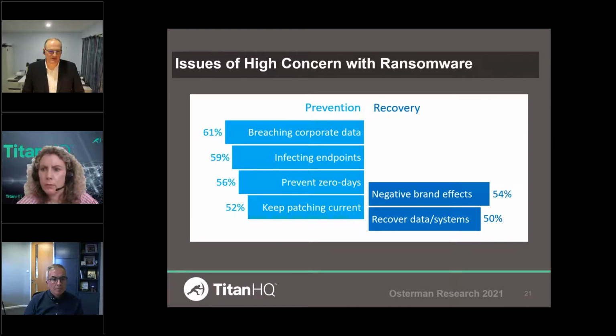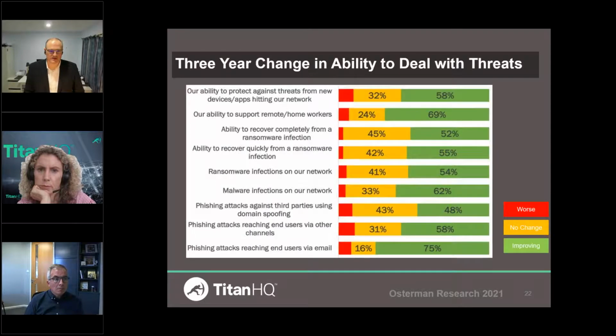The infecting of endpoints was an issue for 59% of respondents, preventing 0 days at 56%, and keeping patching current. Those were the 4 top ranked issues from a prevention point of view. From a recovery perspective, after a ransomware attack, 54% said negative brand effects was a significant issue for them. And then half of the respondents said just the base ability to recover data and systems after a ransomware attack and get back to standard operations was an issue of high concern to them.